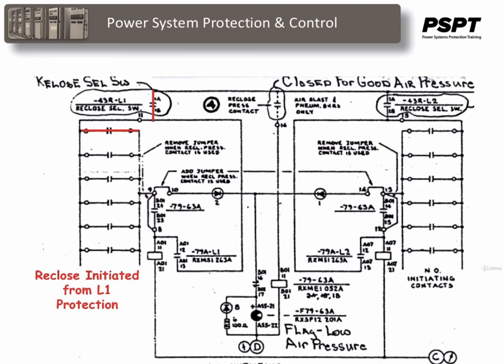The next thing is that the auto reclose has to be initiated from a protection. In this case, it's the line 1 protection that took the breaker out in the first place.